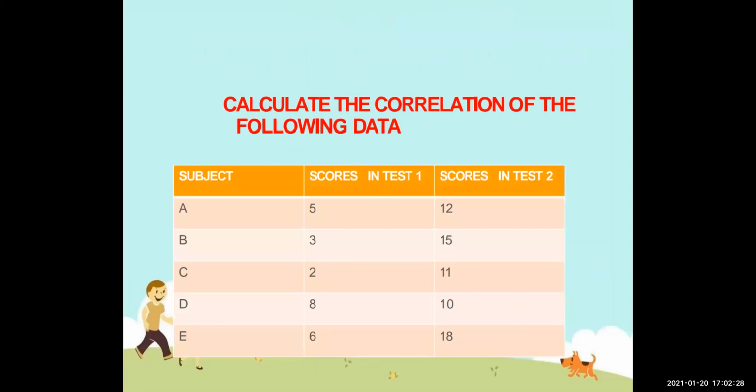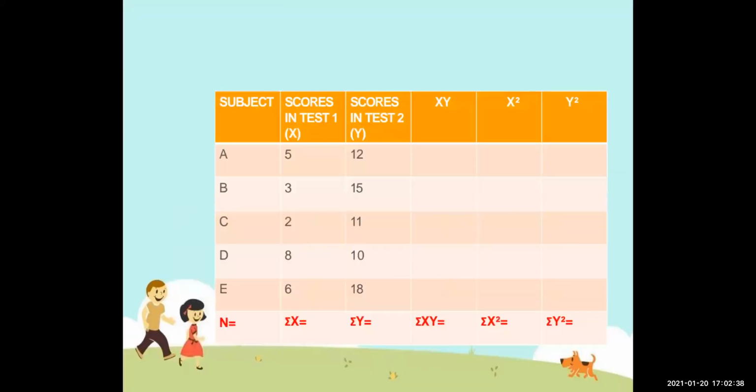So here is an example wherein we are given the subjects, scores in test 1 and scores in test 2. So we have A, B, C, D, E, that is N is 5. The scores in test 1 are X, and the scores in test 2 are Y. Now when we multiply X and Y, we get XY. When we have X square, we have to square X and Y.